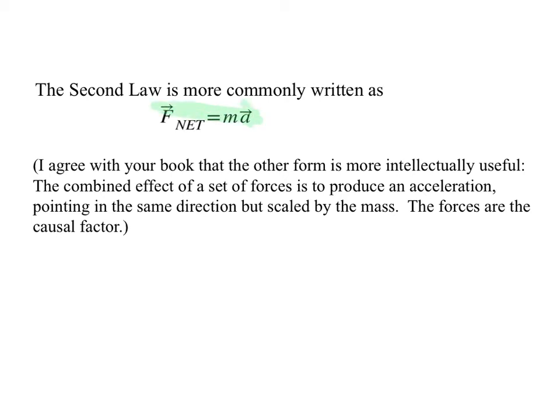But I would agree with your textbook, a rare enough occasion, that the other form is actually more useful, intellectually. The combined effect of a set of forces is to produce an acceleration. In other words, we find the net force, and that tells us where the acceleration points, instead of here, which kind of implies that we have the acceleration and then derive something about the net forces. It doesn't really matter, but the forces are the causal factor, so I think that the other form is intellectually more consistent, but they're functionally equivalent, and this is the one that everybody remembers.